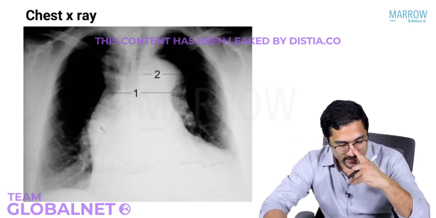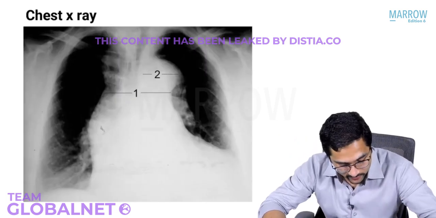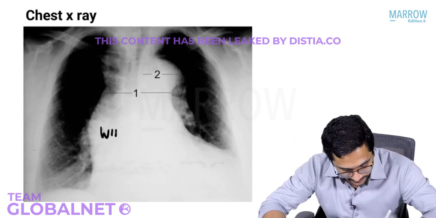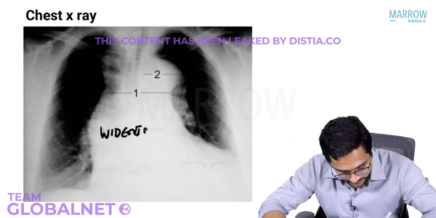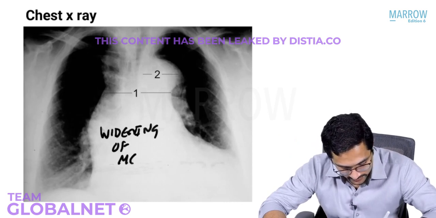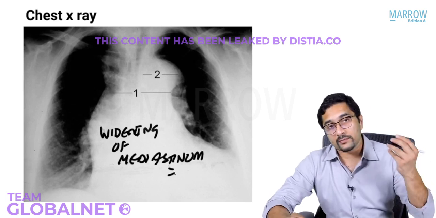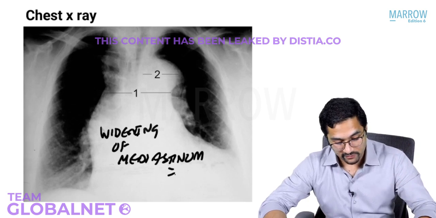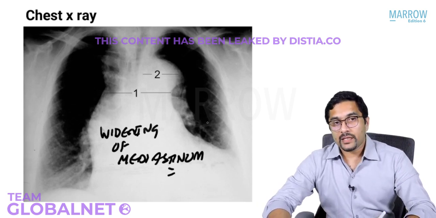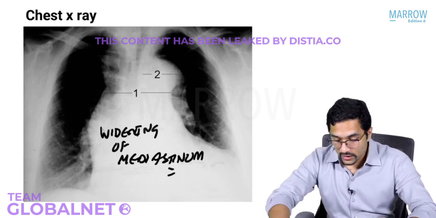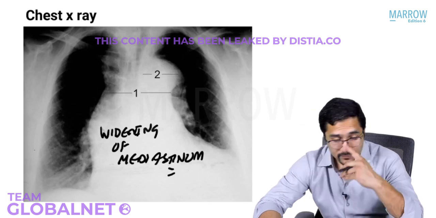If you do a chest X-ray in these patients, you can see widening of the mediastinum, which can be seen in thoracic aneurysms, aortic aneurysms. Otherwise as well, there will be widening of the mediastinum, and there can be left pleural effusion also, which can be seen in these patients.